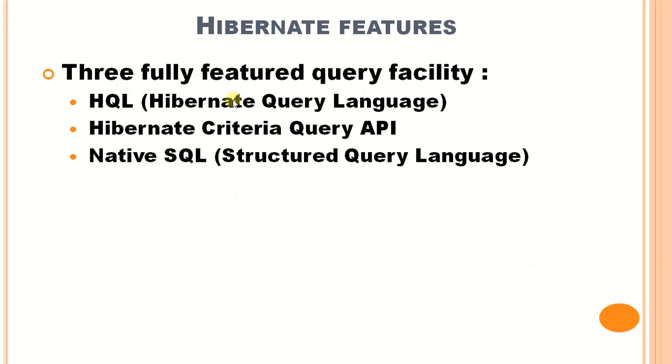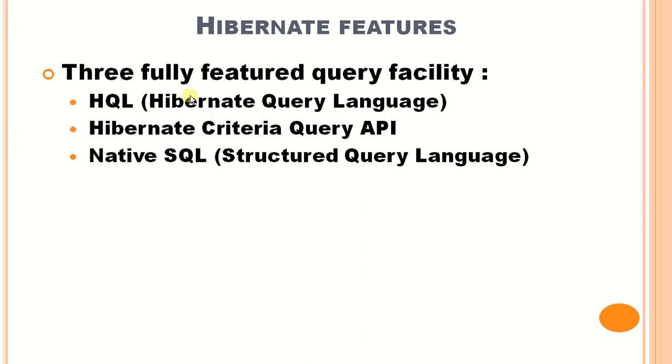Now let us discuss the second feature. Second feature of hibernate is hibernate provides three fully featured query facility. Okay, it means if you are using the hibernate, you are having options that you can use one of the three query languages. You can go for the HQL, that is hibernate query language, or you can go for the hibernate criteria query API, or you can go for the native SQL.